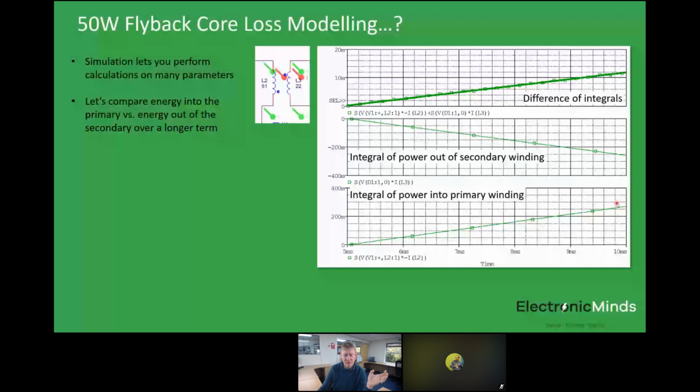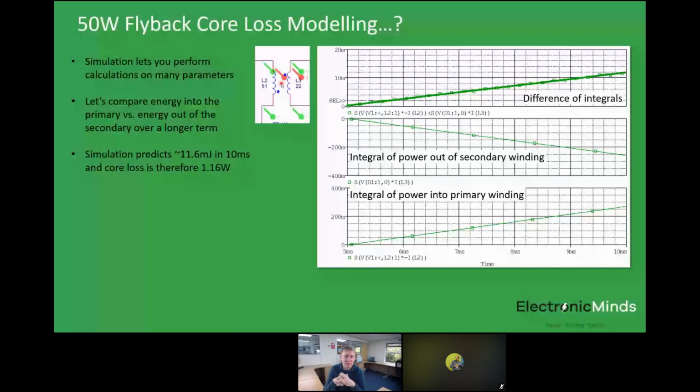We did the same for the energy out of the secondary winding here, and then looked at the difference of the two. You can see that the simulation predicts, over that 10 millisecond simulation period, about 11.6 millijoules of loss in that core. Therefore the core loss is 1.16 watts, which would be a reasonable assumption based on that power loss.